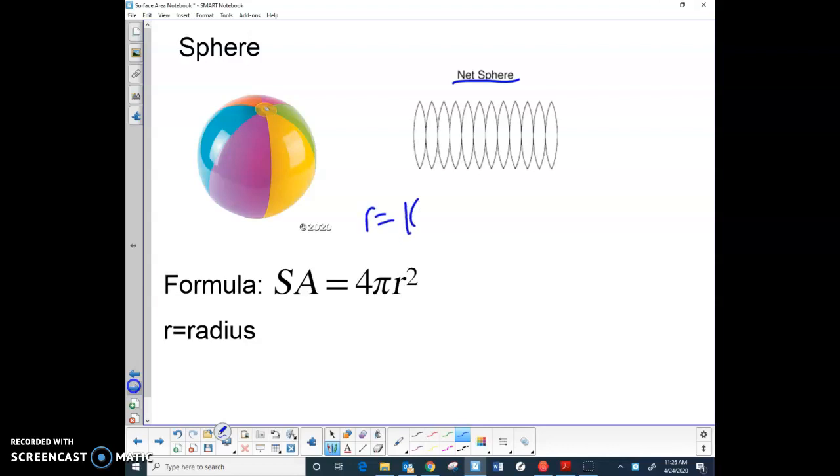So if we say our radius is 10 inches, we are just going to plug this into our formula. So our surface area is 4 times pi times 10 squared. Notice the difference between the surface area and the volume. For volume, we had 4/3 pi r cubed. Surface area is 4 pi r squared. So if our radius is 10, we have 4 pi times 10 squared, which comes out to 1256.6 inches squared. That's how much material it would take to make up that beach ball.